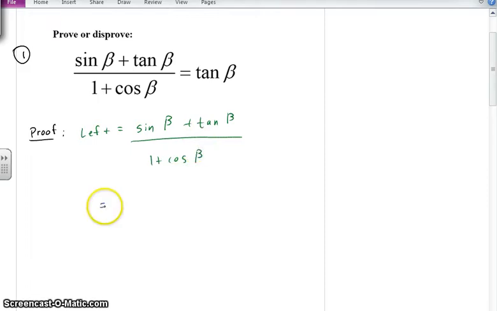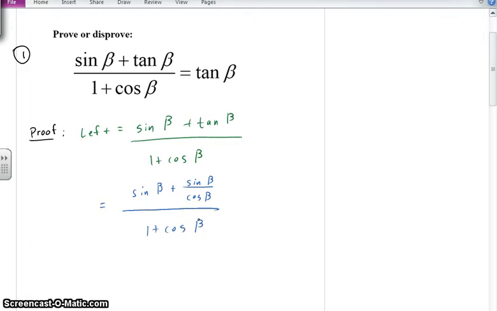Okay, so we've talked about that if you don't know what to do, then maybe you should just do something. And so a lot of times the first thing that we do when we don't know what to do is we change everything into sine and cosine. I look at the right side and I see that it's tangent of beta. I know that that's sine of beta over cosine of beta. So let's take this and change that tangent into sine beta over cosine beta, and this is 1 plus cosine beta in the denominator.